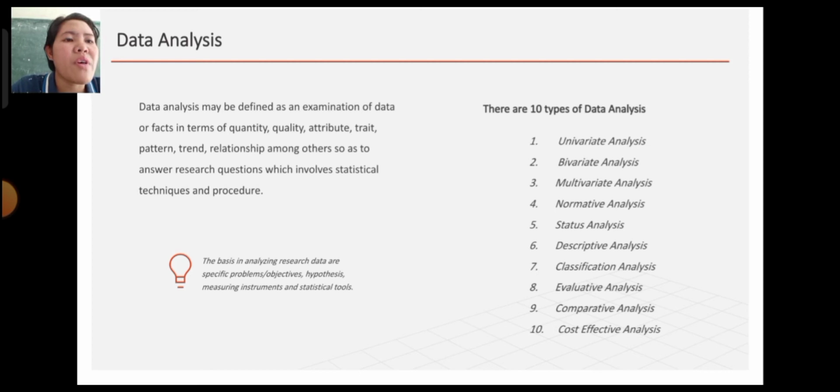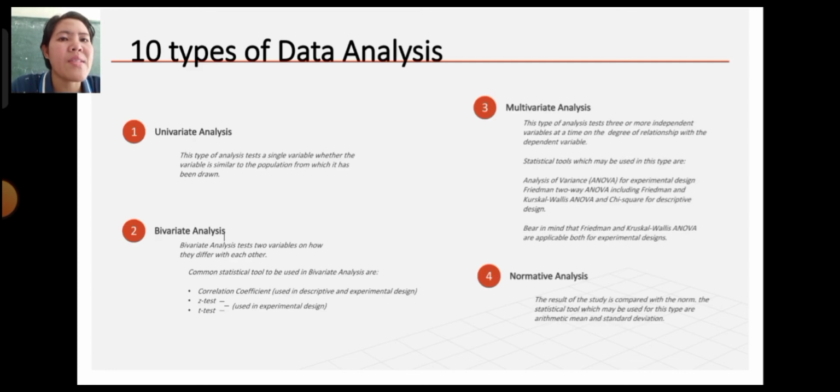Number 1 is the univariate analysis. Number 2, bivariate analysis. Number 3, multivariate analysis. Number 4, normative analysis. Number 5, status analysis. Number 6, descriptive analysis. Number 7, classification analysis. Number 8, evaluative analysis. Number 9, comparative analysis. And number 10, cost-effective analysis.